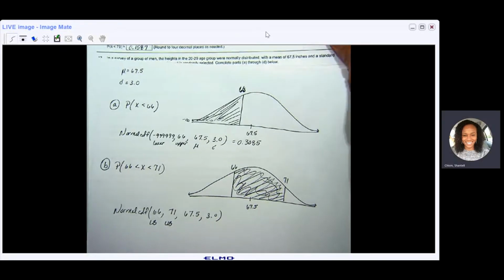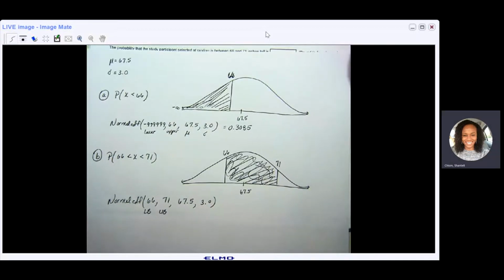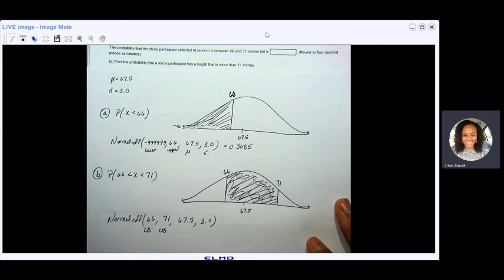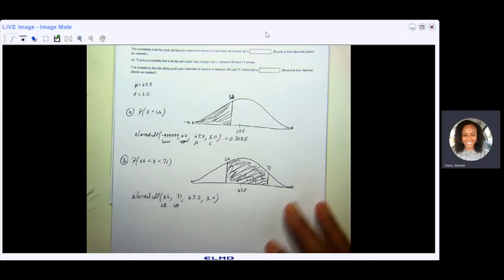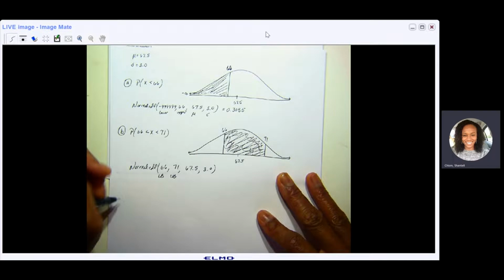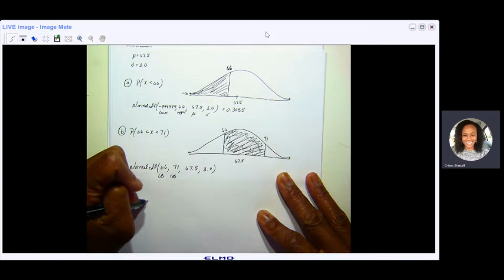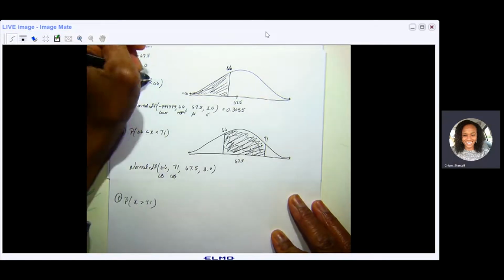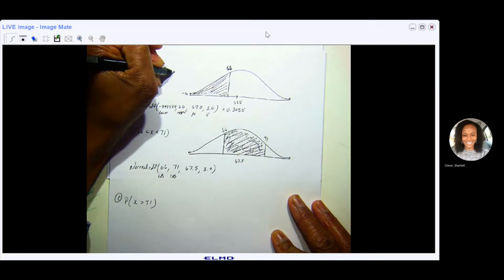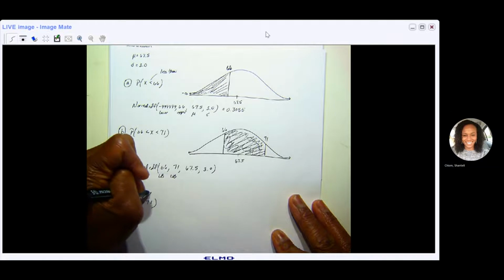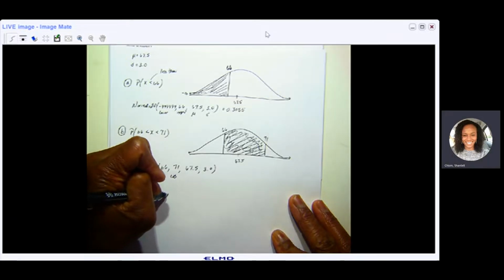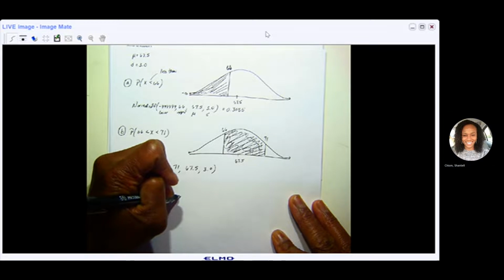And then there's a part C as well. And part C says find the probability that a study participant has a height that is more than 71. So part C, let me see if I can zoom out here a bit so you can see all three parts. Part C is probability that X has a height that is more than 71. So whereas this one was less than on part A, this one is more than, which is greater than mathematically.